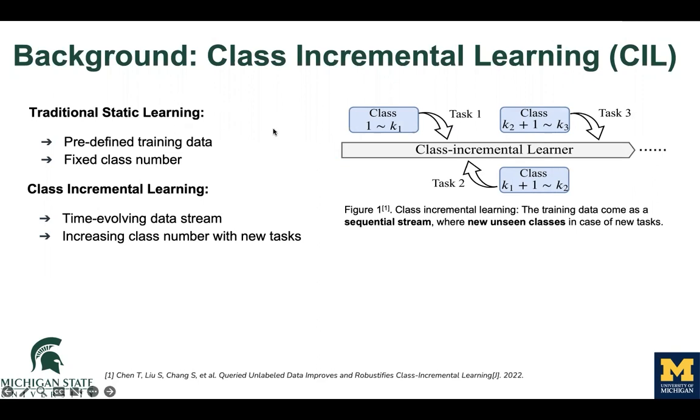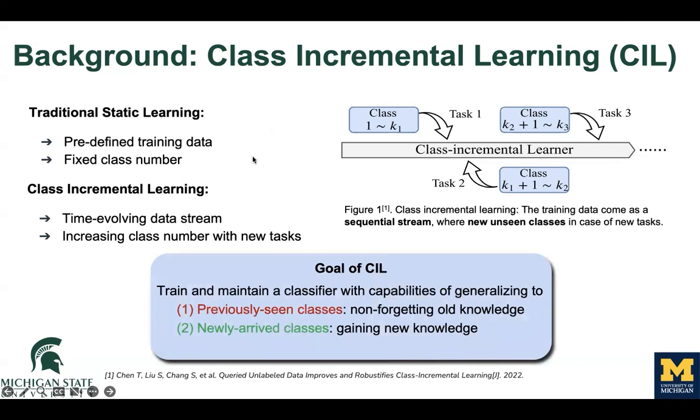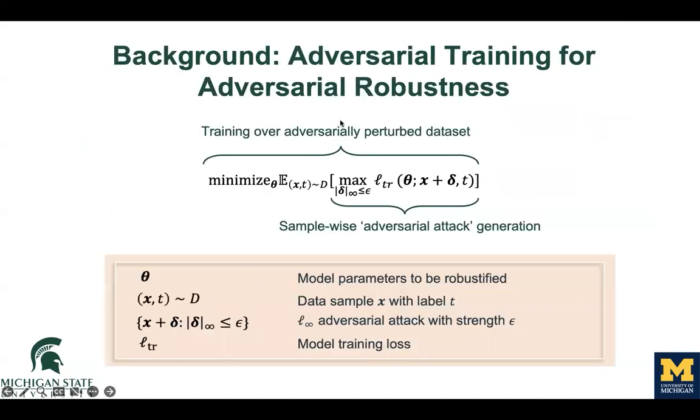The primary difference between class incremental learning and static learning lies in their training goals. Specifically, class incremental learning requires not only learning new knowledge as new data and classes emerge, but also retaining old knowledge as much as possible and preventing forgetting. There has been some work studying class incremental learning, but very rarely studies robust class incremental learning.